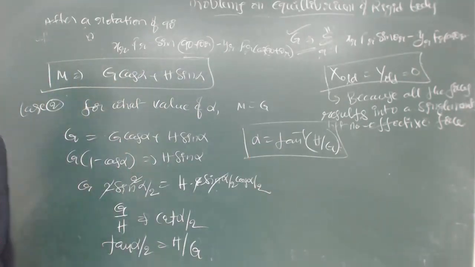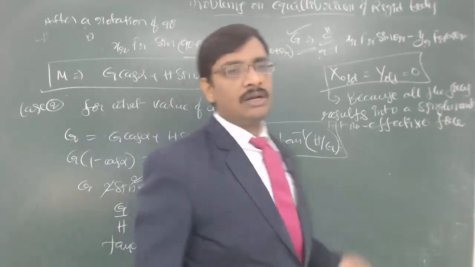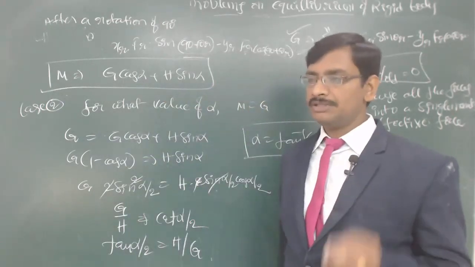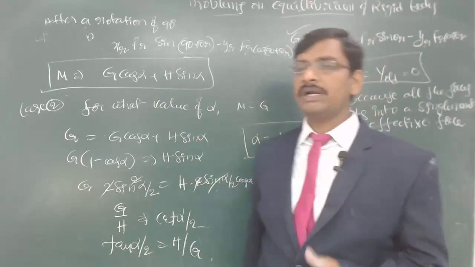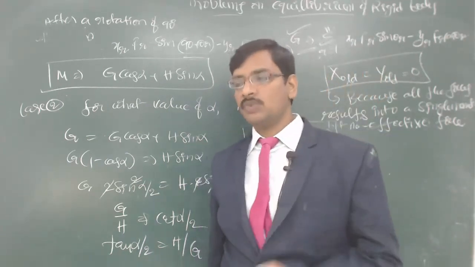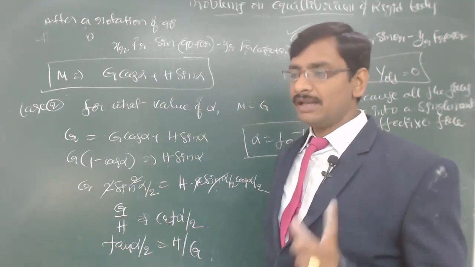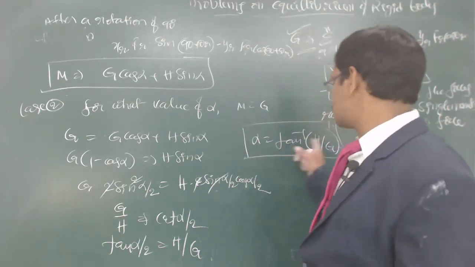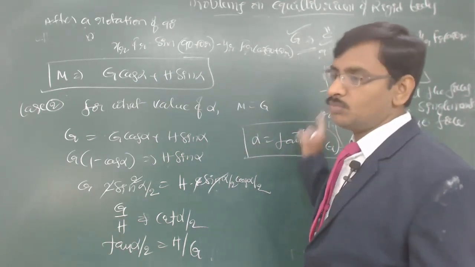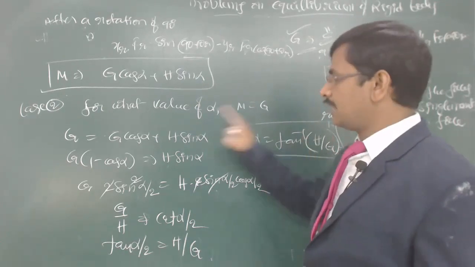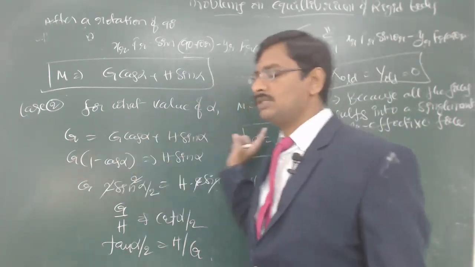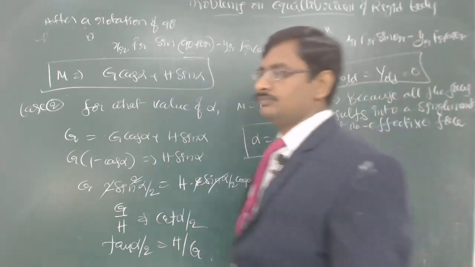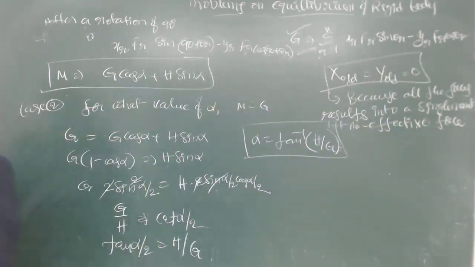Got it? Initially all the forces together result in a single moment called G. Then when it rotated, the resulting moment was H, and when it rotated by an angle alpha equal to tan inverse of H by G, then again the moment that comes out is equal to the old moment G for this value of alpha. Got it? Any questions? Any questions on this?